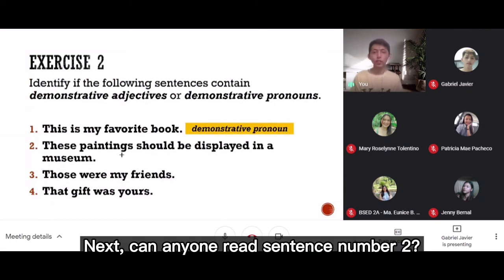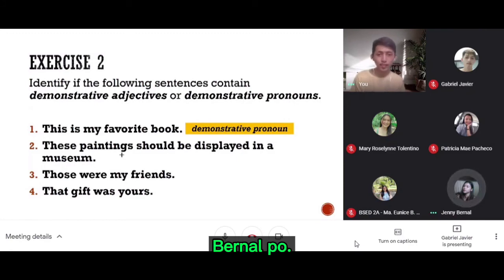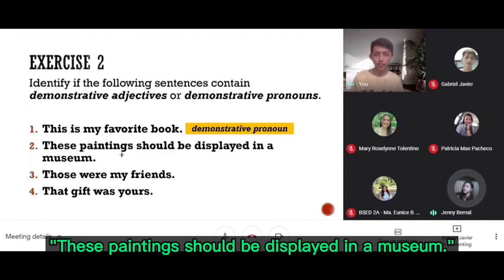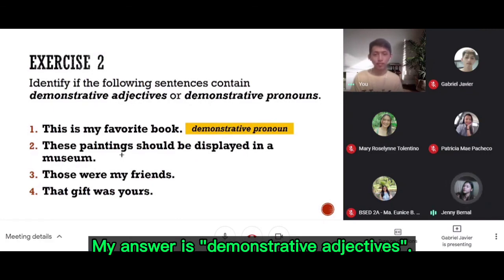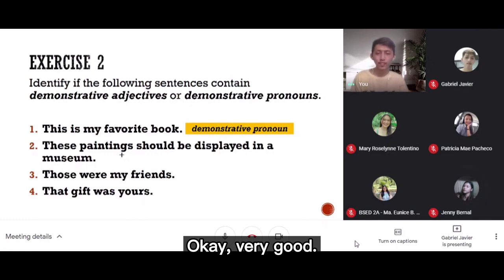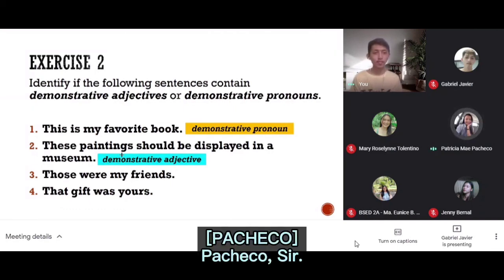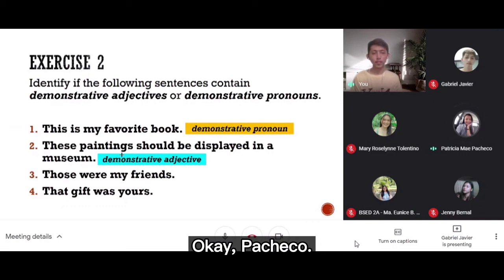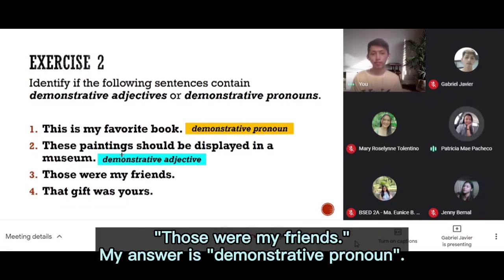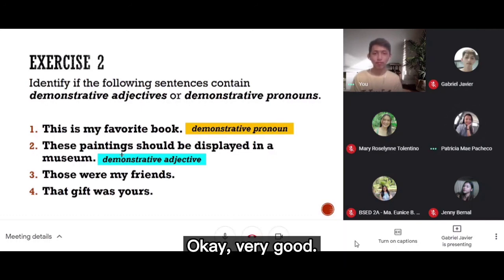Next, can anyone read sentence number two? Okay, Bernal. These paintings should be displayed in a museum. My answer is demonstrative adjective. Okay, very good. Next, can anyone answer number three? Okay, Pacheco. Those were my friends. My answer is demonstrative pronoun. Okay, very good.